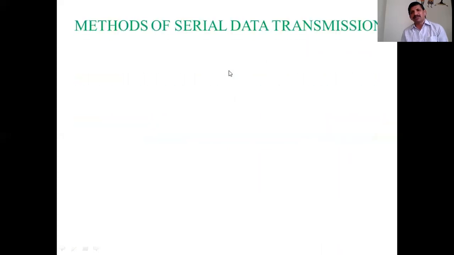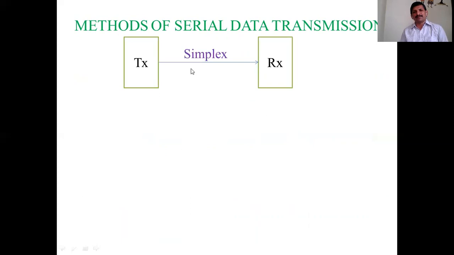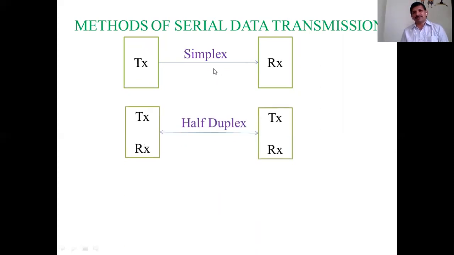In serial communications, we use different methods for transmitting the data from transmitter to receiver. First one is simplex. In simplex, there is only one-way communication, meaning the transmitter only transmits the data to the receiver. Like now, you are only listening in this part. That is simplex. The transmitter only sends the information, with no reply.